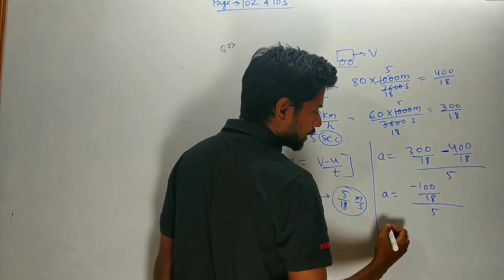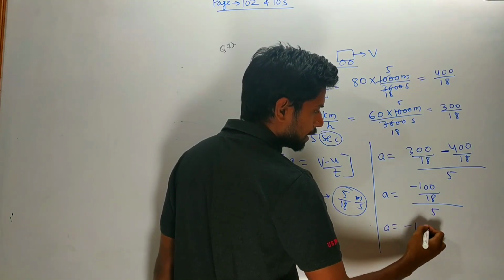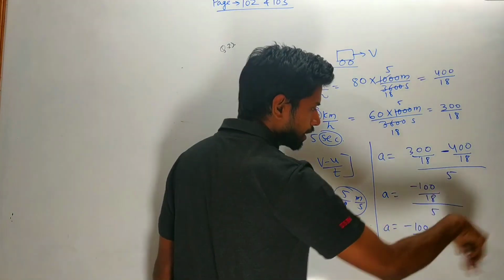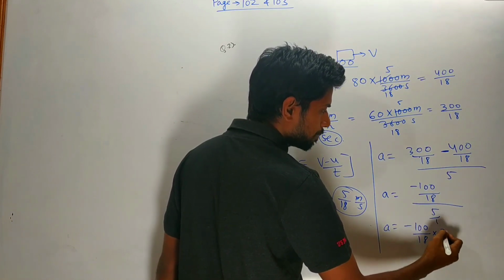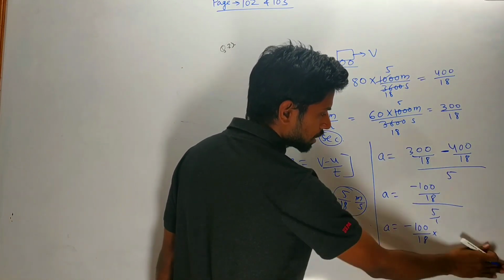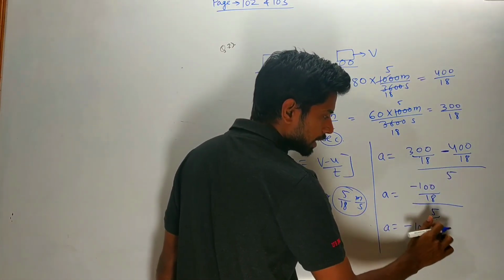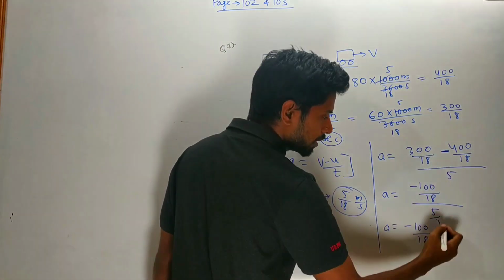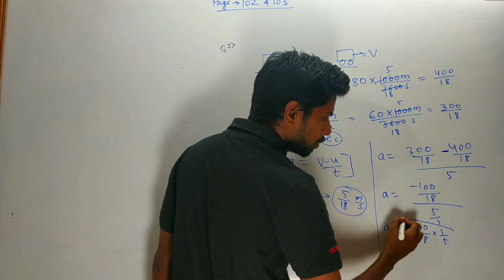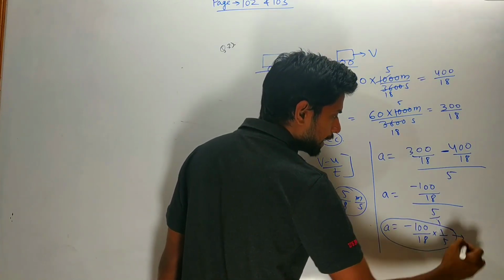Now 5. So what is the acceleration? Minus 100 upon 18. This 5 will come in the denominator, that is, sorry, this will become 100 by 18. If nothing is there, you can directly put 1. Now this will reverse, that is 1 by 5. Now you have to solve this and comment me the answer.